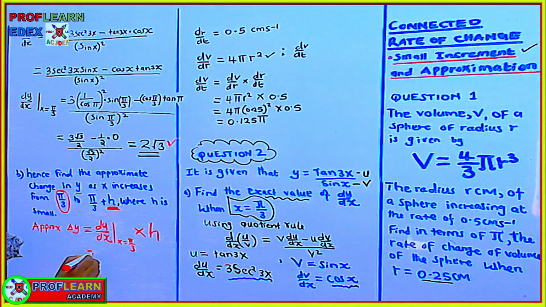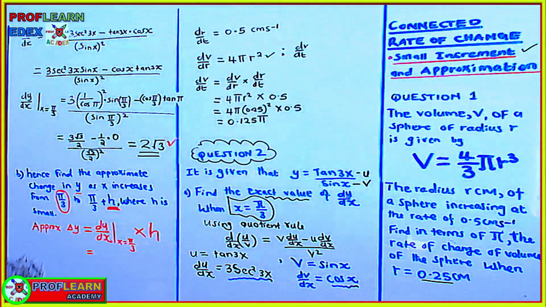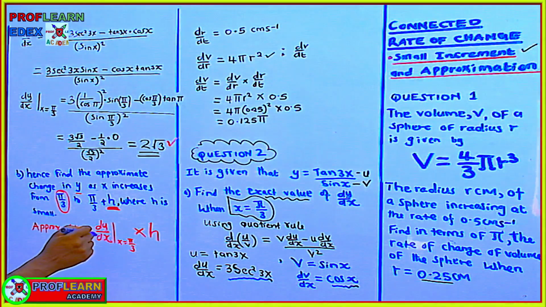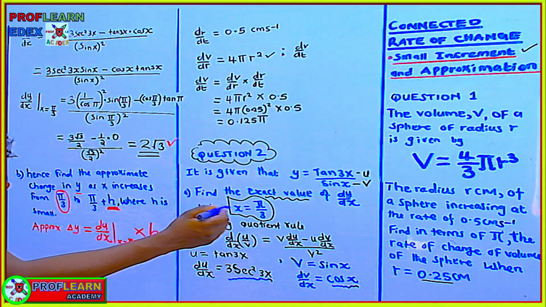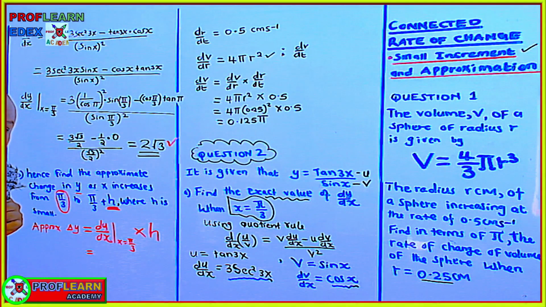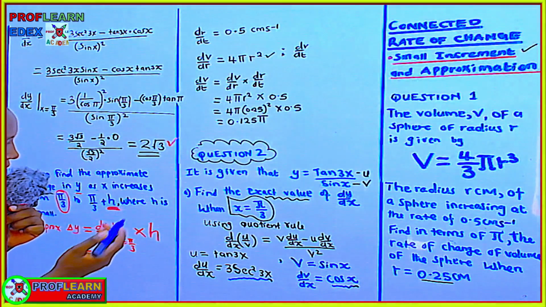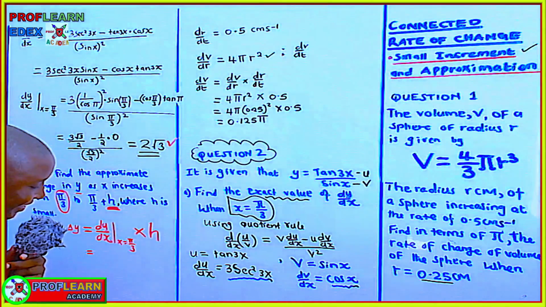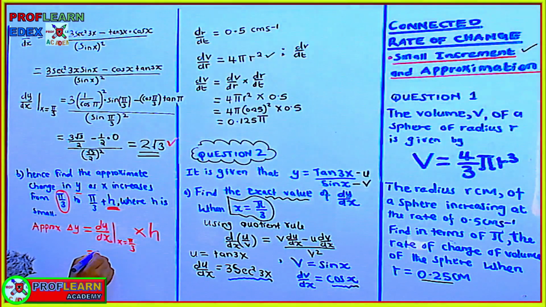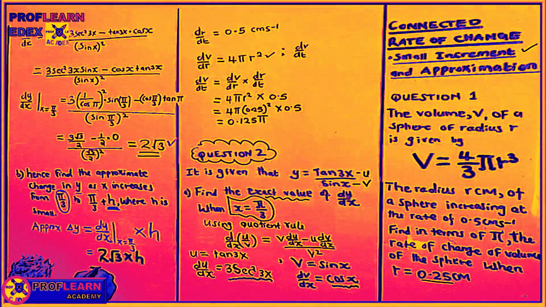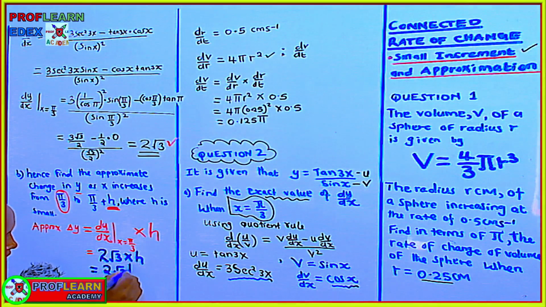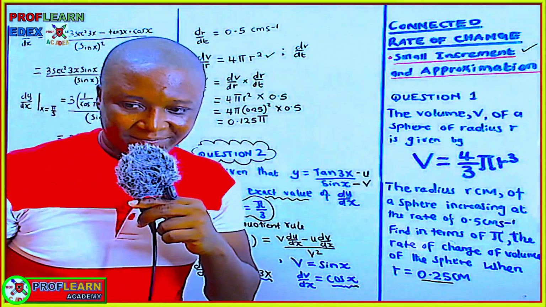So that is equivalent to, we have worked out what our dy/dx is when x equals pi over 3. We have worked out the value of dy/dx when x equals pi over 3. Then now at this point we are going to write it the way it is. We are going to write 2 root 3 times h, and basically our final answer becomes 2 root 3 h. That is the approximate change in y.